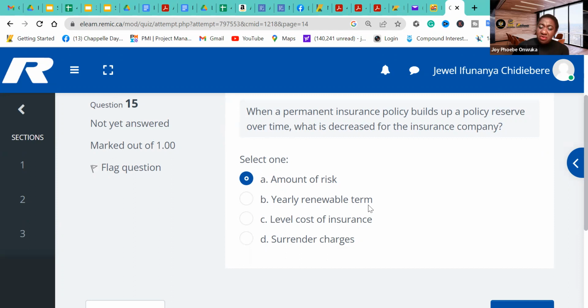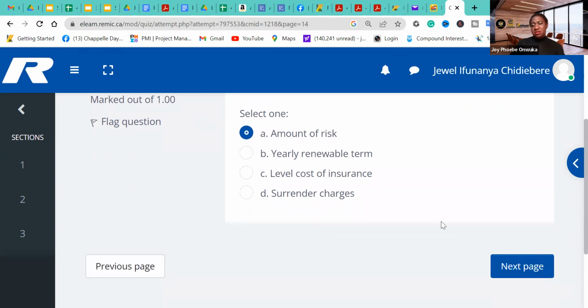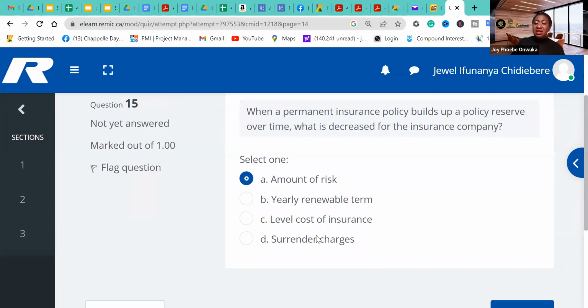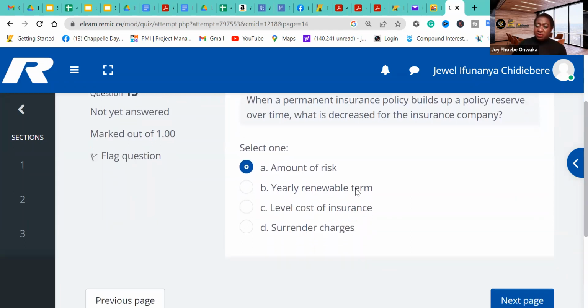However, the options here are renewable, no. Level cost of insurance, no. Surrender charge. You see, when they say what is decreased to the insurance company, it is the amount at risk. But if they had said what is decreased to the policyholder, the answer would have been surrender charge. Okay, guys?